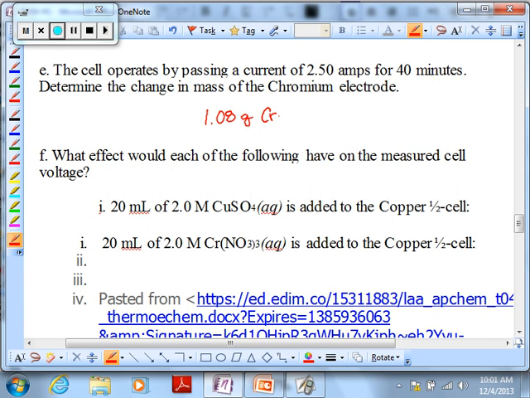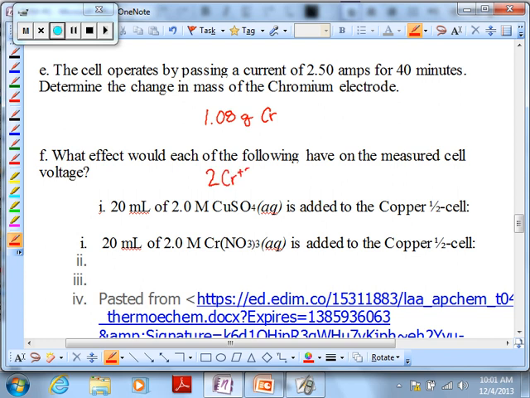What effect would each of the following have on the measured cell voltage? Okay, this will likely be a question on the test, and you will have to defend your answer or justify it by some means. So what I would recommend, we have that chart that you can memorize, but I think it's easier if you think about the hills and the valleys. So when they start asking you, will the voltage go up or down, refer back to your original equation.